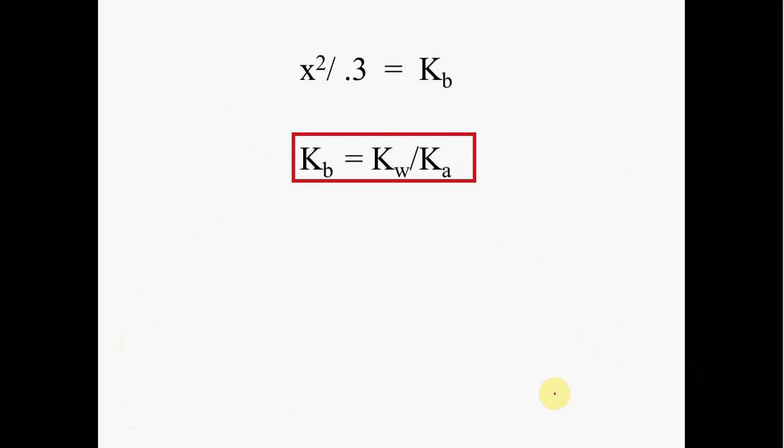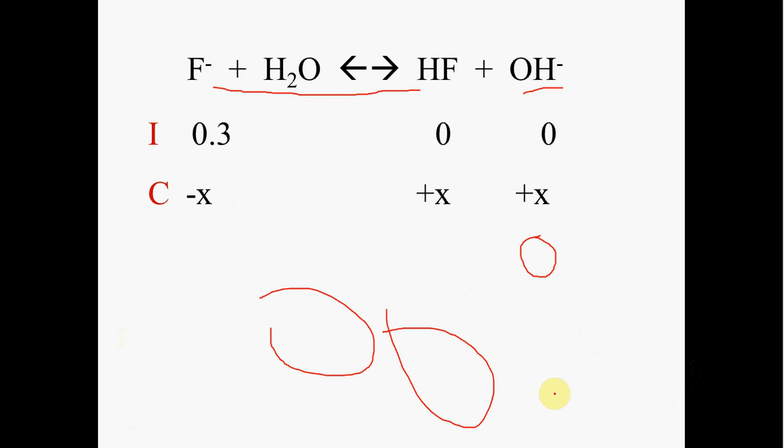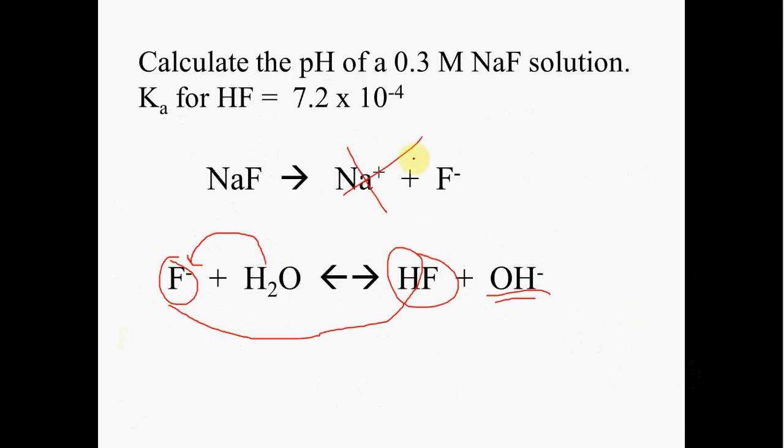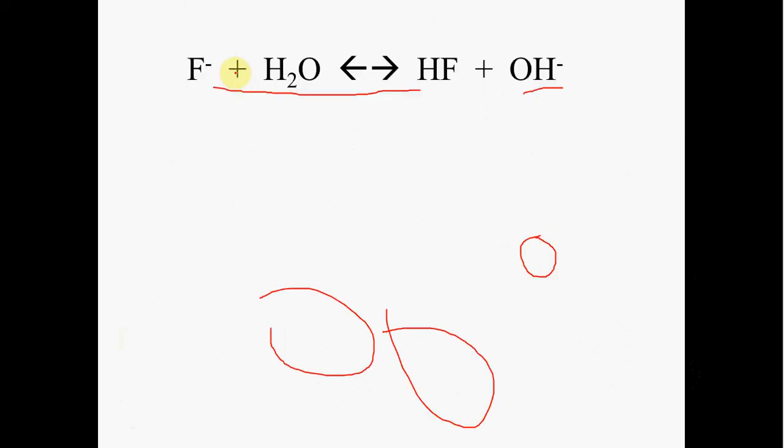Unfortunately, if we go back to the beginning of that problem, notice they gave you a Ka in this problem. They did not give you the Kb for the F negative ion. They gave you the Ka for hydrofluoric acid. Why? Because that's the most typically published value. You have to be able to connect them correctly.